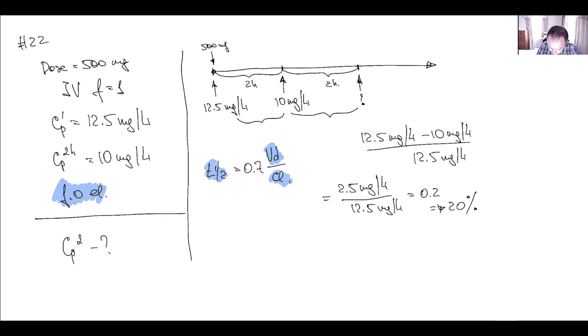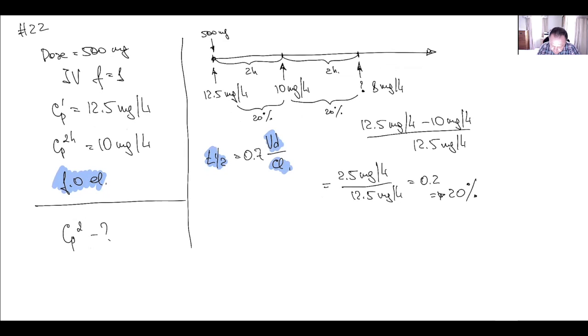So what happens in the next 2 hours? In the next 2 hours, we will have elimination of 20% as well, and plasma concentration will drop by 20%. And 20% from 10 milligrams per liter is actually 2, and plasma concentration will be 8 milligrams per liter. You can solve this question by doing the next calculation. This is one way how to do that.